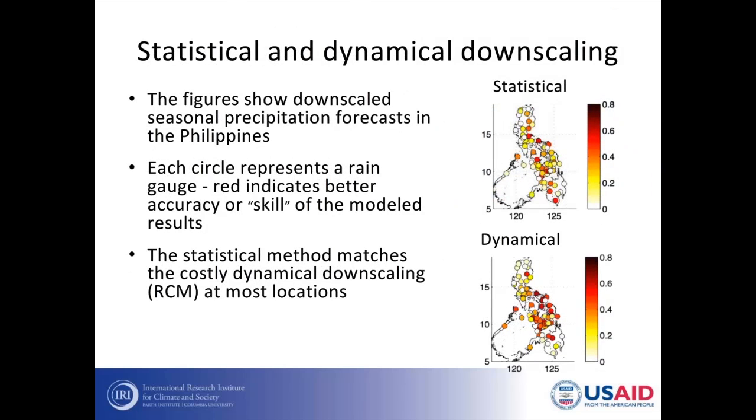Let's compare statistical and dynamical downscaling. The figures show the performance of downscaled seasonal precipitation forecasts made for the Philippines. Each of the circles represents a rain gauge, and red indicates better accuracy of skill of the seasonal forecasts. You can see just by comparing the colors that the statistical method matches the costly dynamical downscaling at most of the locations.